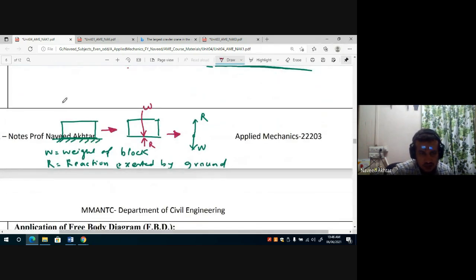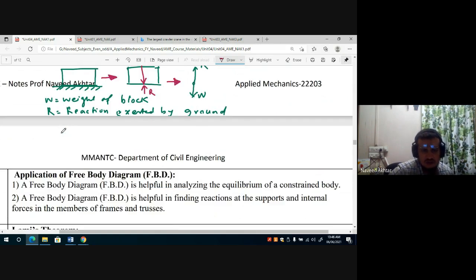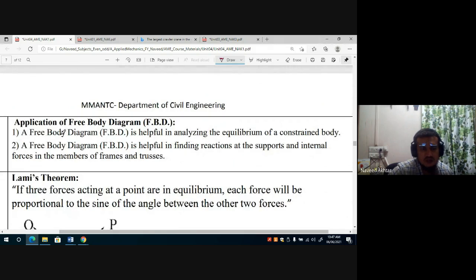Also, free body diagram: block resting on the ground, you can draw it. Also, if the bulb is hanging from the roof, you can also draw the free body diagram. Now, what is the application of free body diagram? A free body diagram helps in analyzing the equilibrium of a constrained body.